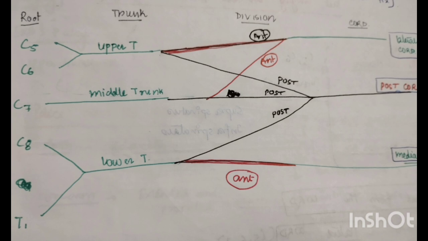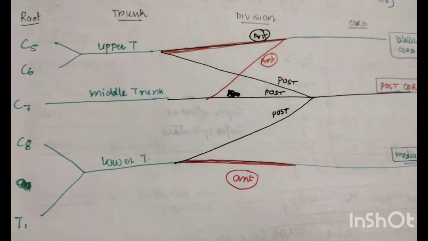The posterior cord mnemonic is ULTRA. U for upper subscapular, L for lower subscapular, T for thoracodorsal or nerve to latissimus dorsi, which is known as climber muscle, R for radial, and A for axillary nerve. And the root value of the axillary nerve is C5, C6, and it will supply the deltoid and the teres minor.